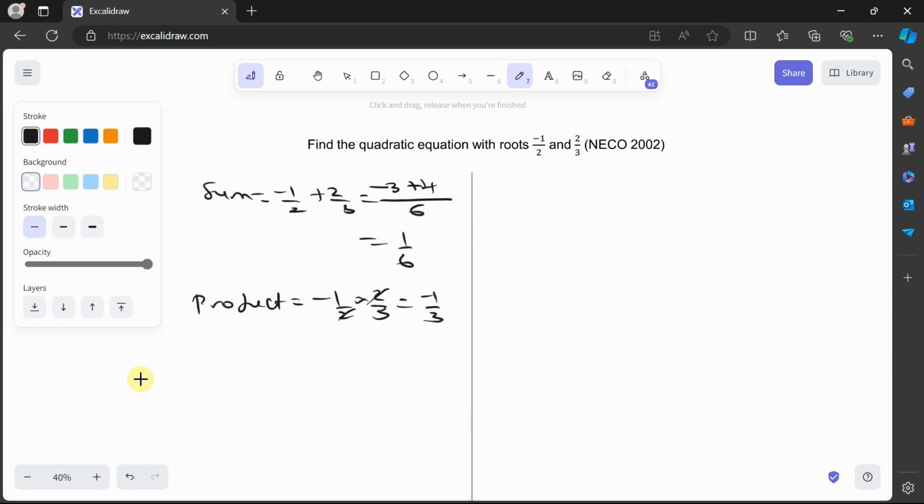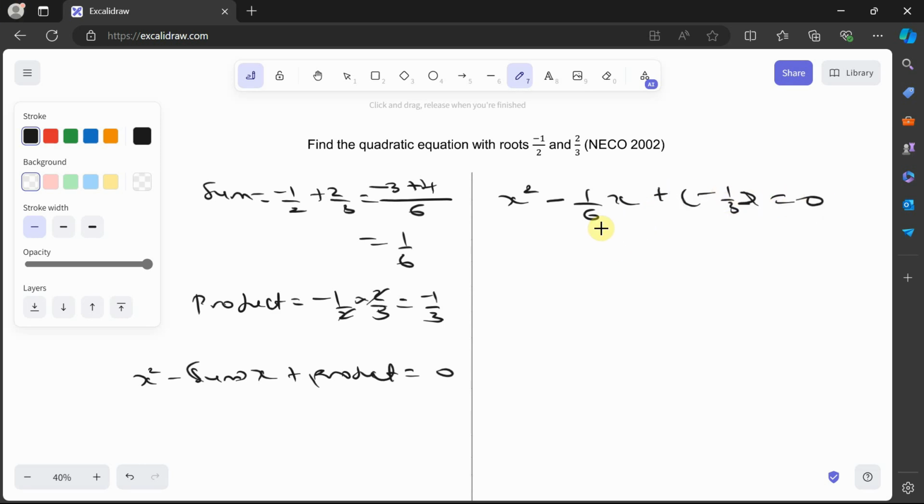So our equation is x squared minus sum x plus product is equal to 0. So this will be x squared minus 1 over 6x plus minus 1 over 3 is equal to 0. So for me to not have any denominator, let me first even open the bracket, that would be x squared minus x over 6 minus 1 over 3 is equal to 0. I said it before that I don't like to leave it like this. So I can multiply the entire thing by 6.